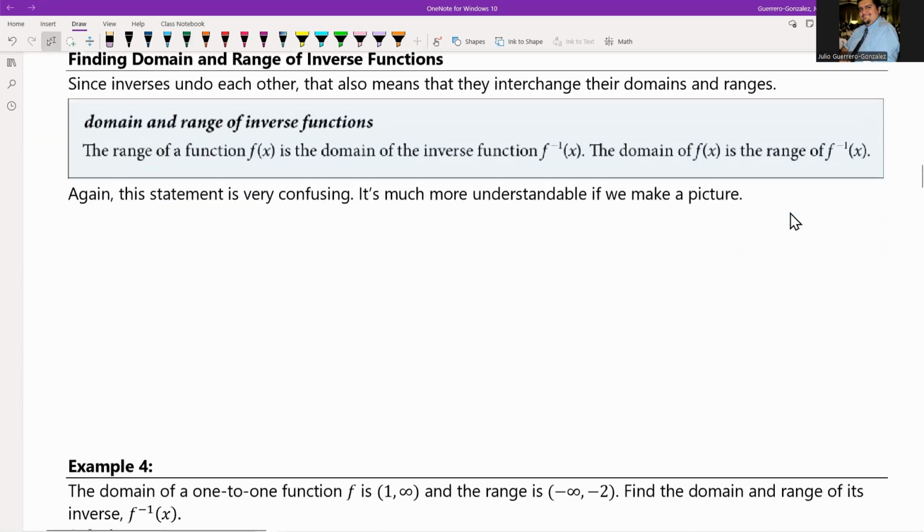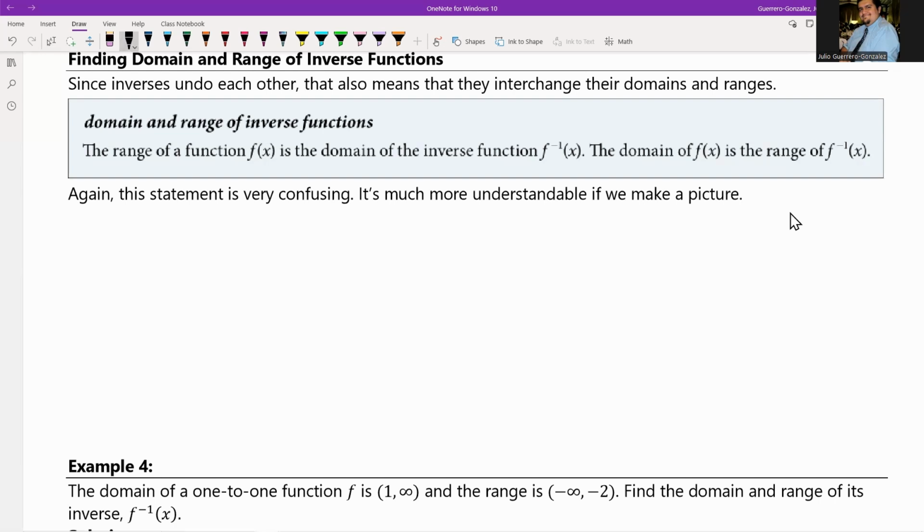Finding domains and ranges of inverse functions. This goes back to my picture. So let me read it out really nice and loud, and then we're going to go through the picture. So the range of a function f of x is the domain of the inverse function, f inverse of x. And the domain of f of x is the range of f inverse. That sounds super confusing, right?